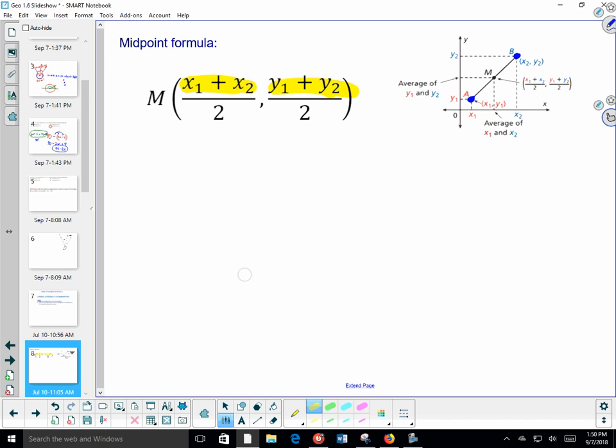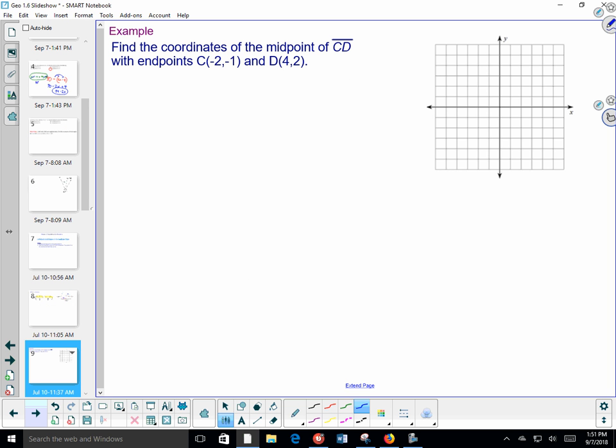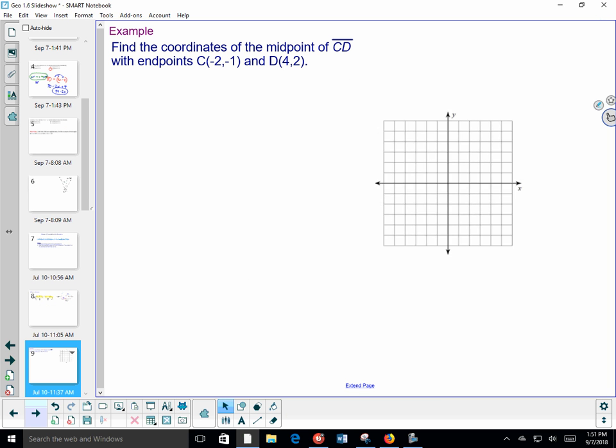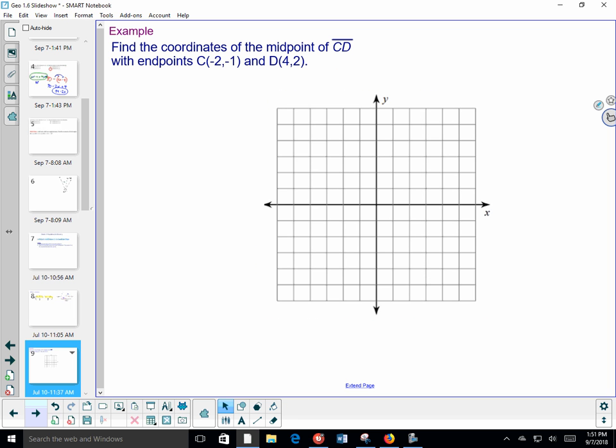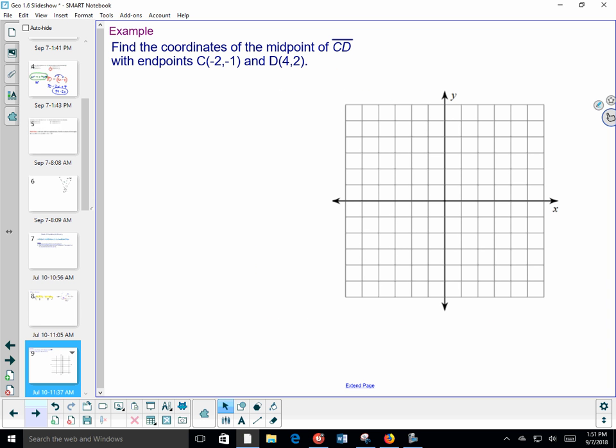So let's test this out with this example. We are trying to find the coordinates of the midpoint of segment CD, where C has endpoints at -2, -1, which would be right here. That's point C. And D has endpoints at 4, 2. So here's point D. And we want to find the midpoint of this segment. And there's my segment right there.